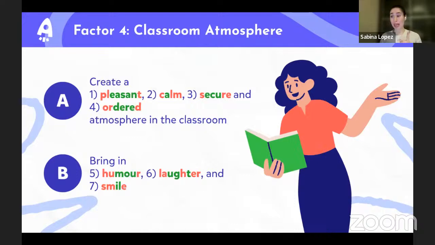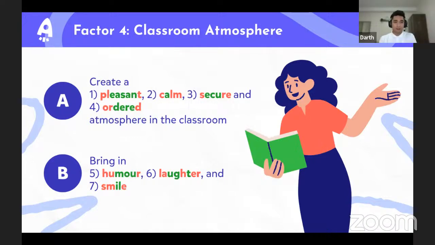And I'm going to leave B to you guys. What are your ways of bringing laughter and smile into the lesson? Share your tips. What do you do? Do you use facial expressions? Do you use Manycam? Do you do something else? Tell us in the chat. What do you do to bring in humor, laughter, and smile in the lesson?